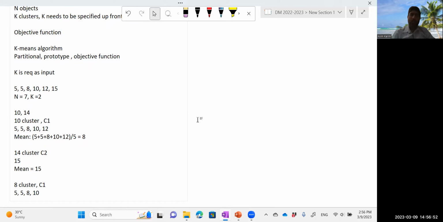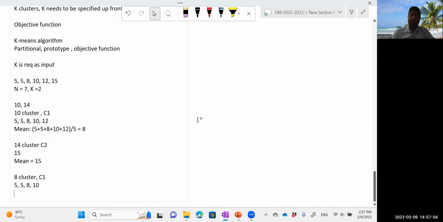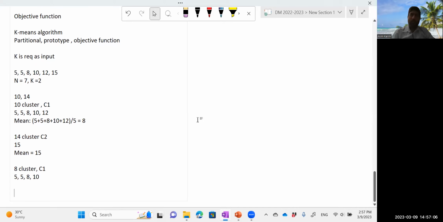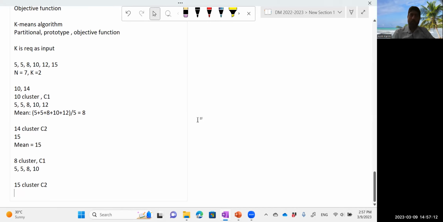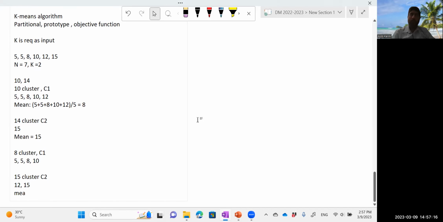तो ये 10 है. 12 और 8 का डिस्टेंस क्या है? 12 का 8 का डिस्टेंस 4 है. 12 और 15 का डिस्टेंस 3 है. ठीक है, so 12 इधर नहीं आएगा. ठीक है, and then we have 15 cluster, this is C2. So यहाँ आपके पास obviously 12 आ गया और 15 आ गया.